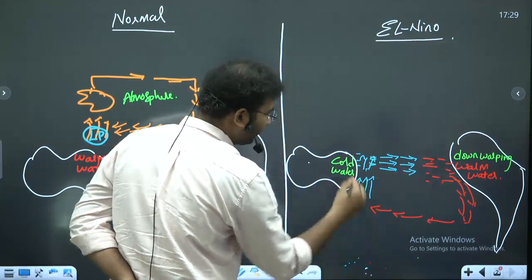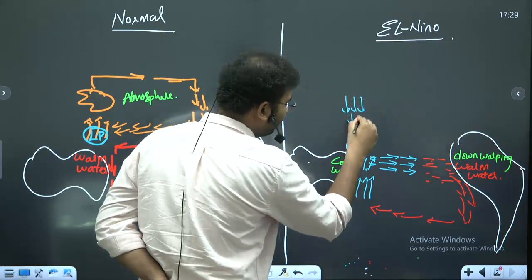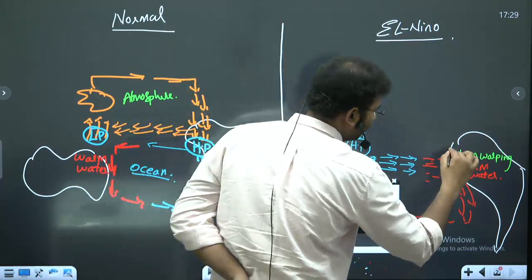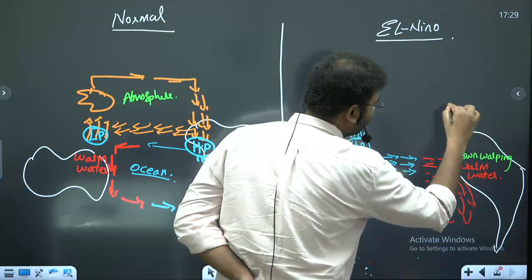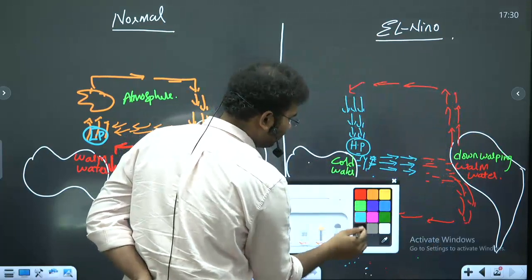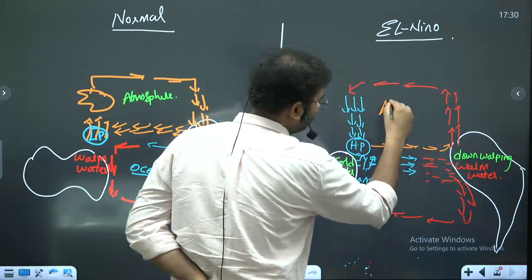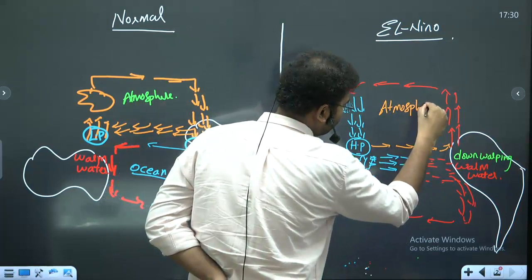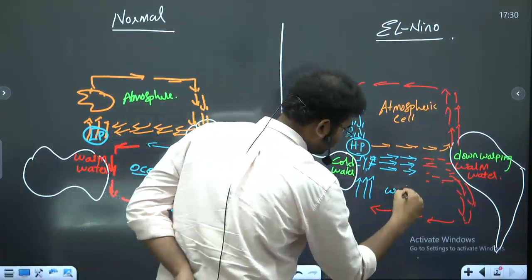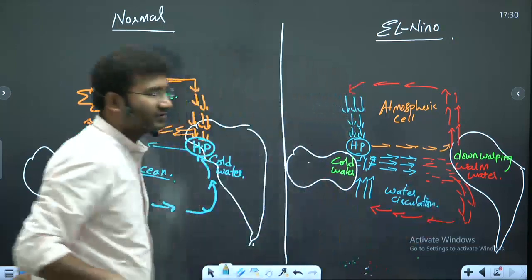So what kind of pressure do you have here? High pressure. That means the air here will now be sinking air. And if you are having warm water, the air is rising because you have low pressure. And then in this manner, you will come across this, now this is called El Nino.